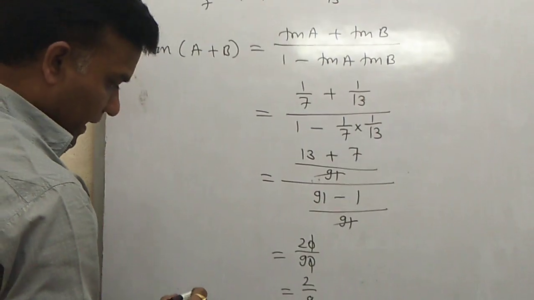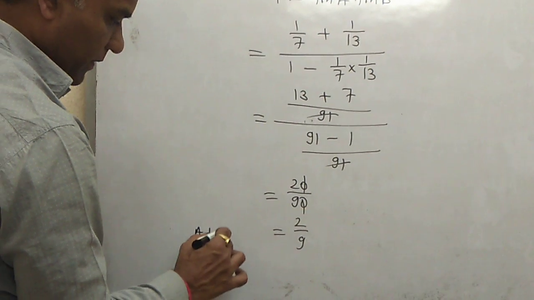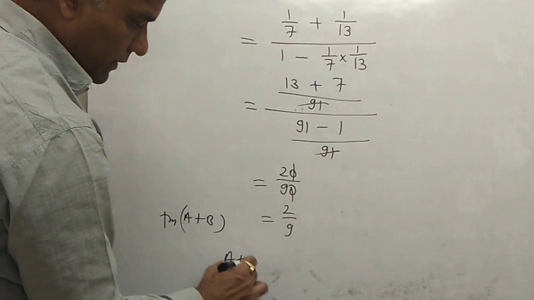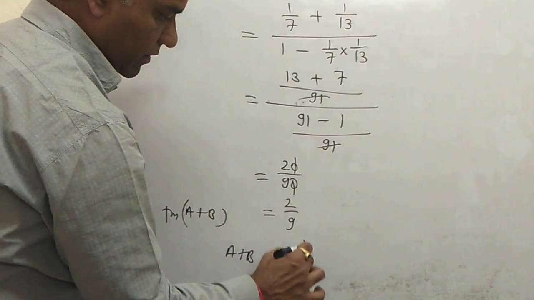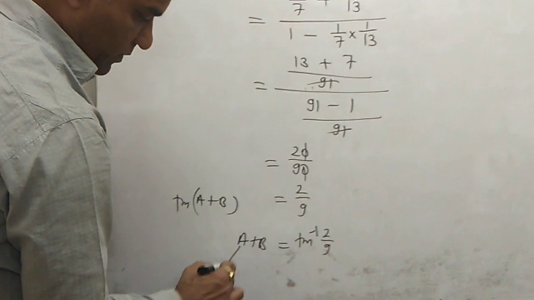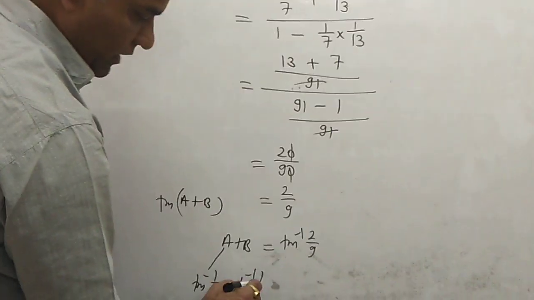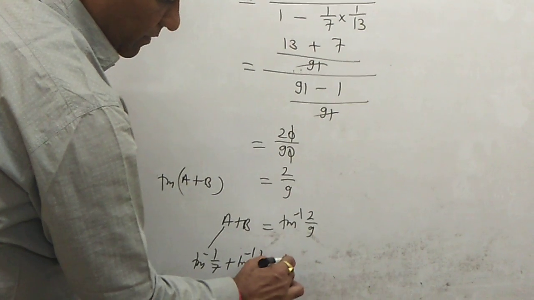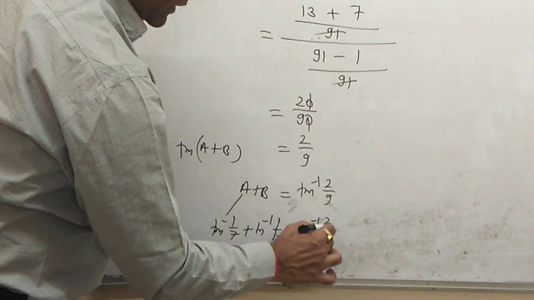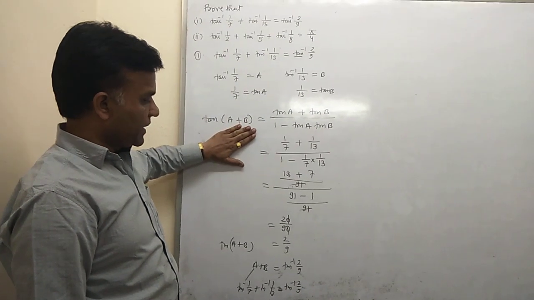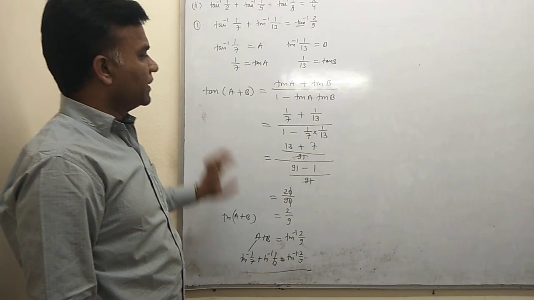But here it is tan of A plus B. So A plus B, write down again here tan, and then A plus B is tan inverse of 2 by 9. Because we know that tan inverse 1 by 7 and tan inverse 1 by 13 is equal to tan inverse of 2 by 9. Okay, so in this identity we have the formula, basically the formula from the 11th class. You write down the trigonometrical identities and then solve in this way.